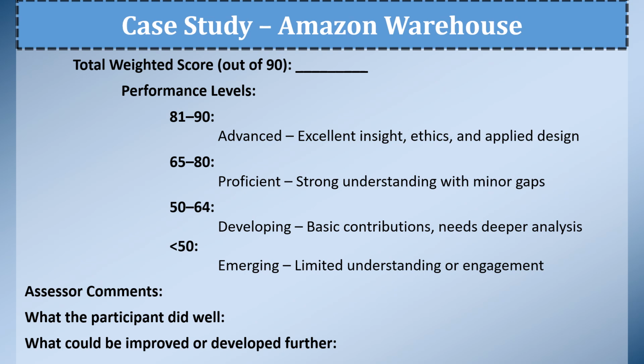And the total score out of 90: advanced means excellent insights, ethics and applied design; proficient, strong understanding with minor gaps, 50 to 60; developing, basic contribution, needs deeper analysis; and less than 50, emerging, limited understanding or engagement. So your comments will be here: what the participant did well, it will be marked, and what could be improved or developed further.